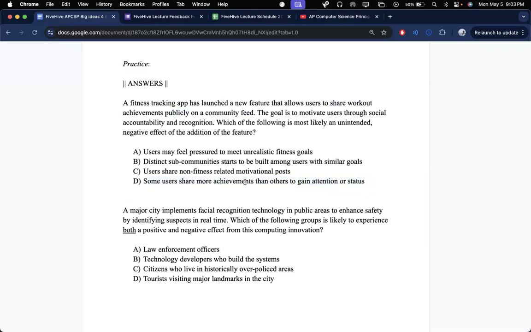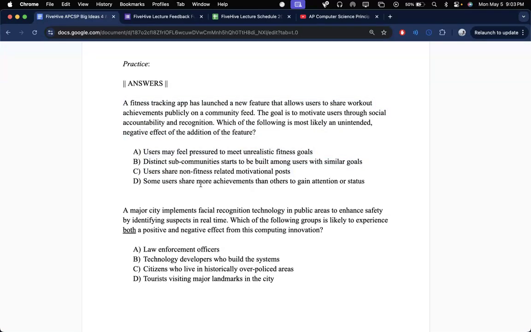It doesn't matter what their intentions are per se, to gain attention or status. The whole idea of the question was that we allow them to share achievements, right? So if they're actually sharing their achievements, that's the intended effect of this addition. Being able to identify not only which are the negative versus positive effects, but also which ones are the intended versus unintended effects is key to these types of questions. But typically these are straightforward questions, right?